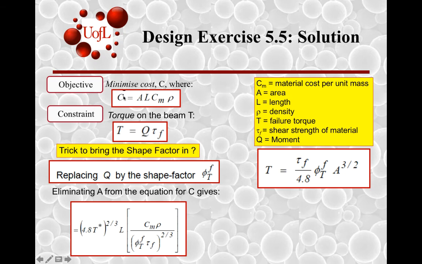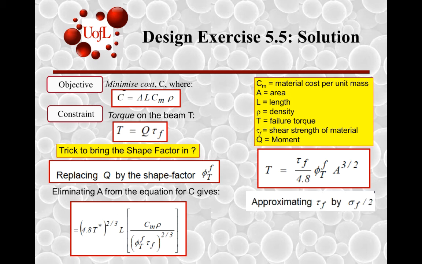So basically the equation for C comes to be the product of a loading term, which is defined by T star, the maximum torque that the beam has to carry, the geometrical term, which is given by the length L, and the material related term, which depends upon Cm, rho, and the shear strength of the material and the shape of the material. So you can minimize C by maximizing the reciprocal of this term within brackets.